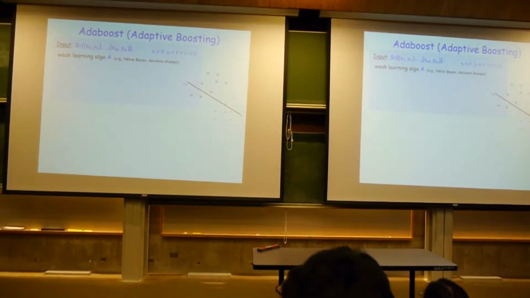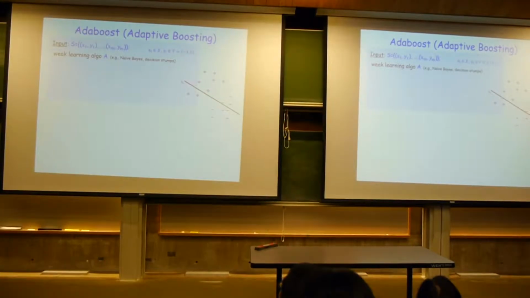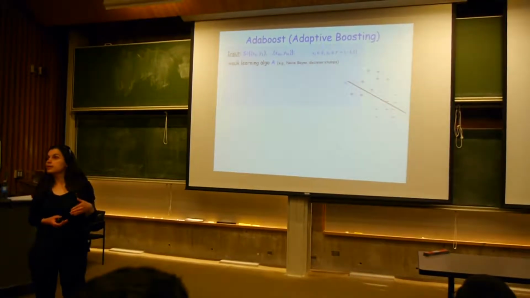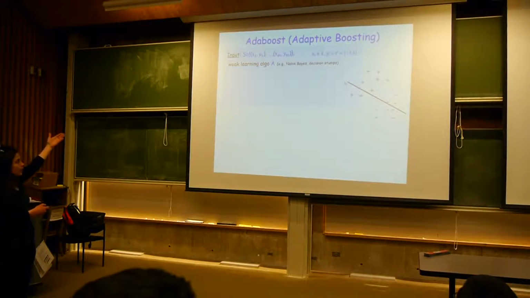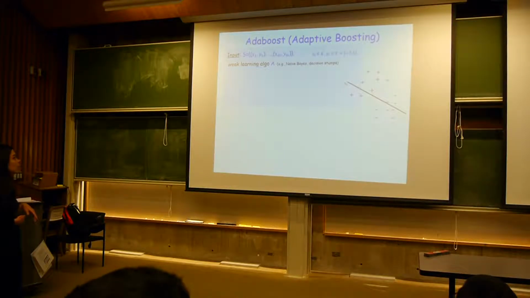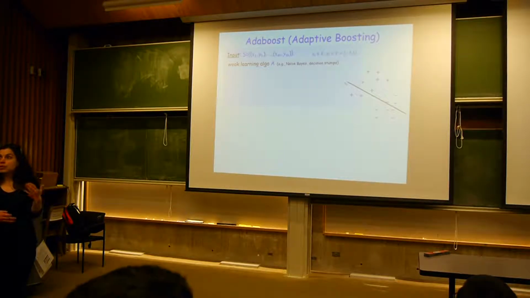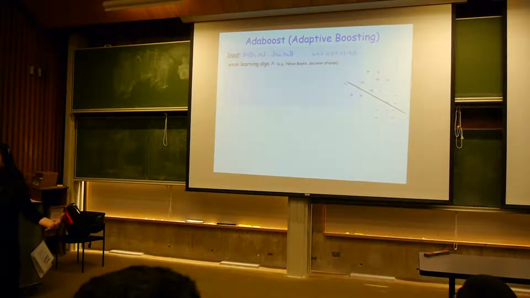Right? So this could be, for example, naive Bayes, or it could be some procedure that produces decision stumps, which are very simple classifiers. Okay, so the input to the algorithm is basically a set of labeled training examples and a weak learning procedure. And then the output of the algorithm should somehow be a very accurate classifier, as accurate as you want it to be.